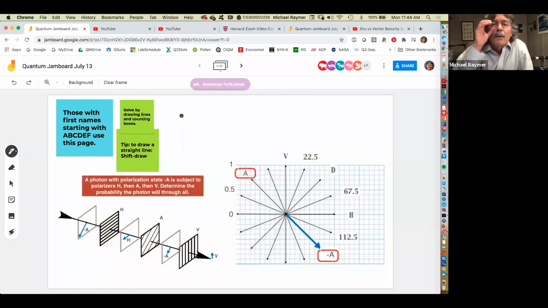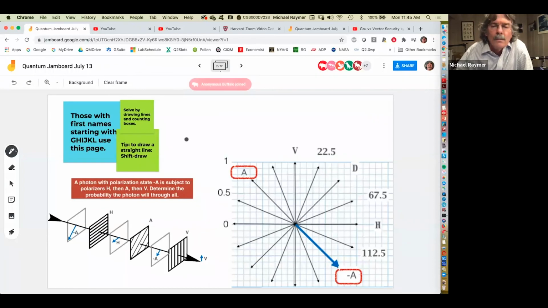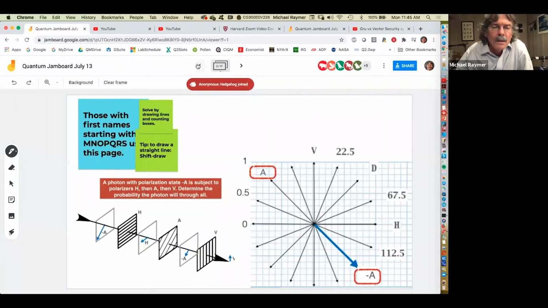Here's page 1. That's the problem. And this is A through F people. You have to work together on this. And then the next page 2 is G through L people, work together. And then page 3 and page 4. There's only 4 pages, so you have to work together.